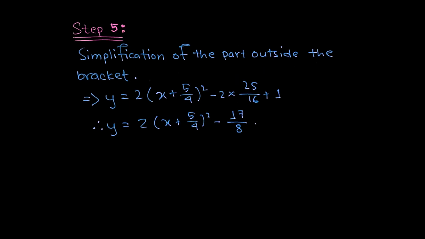In step 5, we will only do simplification of the part outside the bracket and therefore obtain the equation we were aiming for. Y is equals to 2 into x plus 5 by 4 whole square minus 17 by 8. This is how we convert a normal quadratic equation to its complete square form.